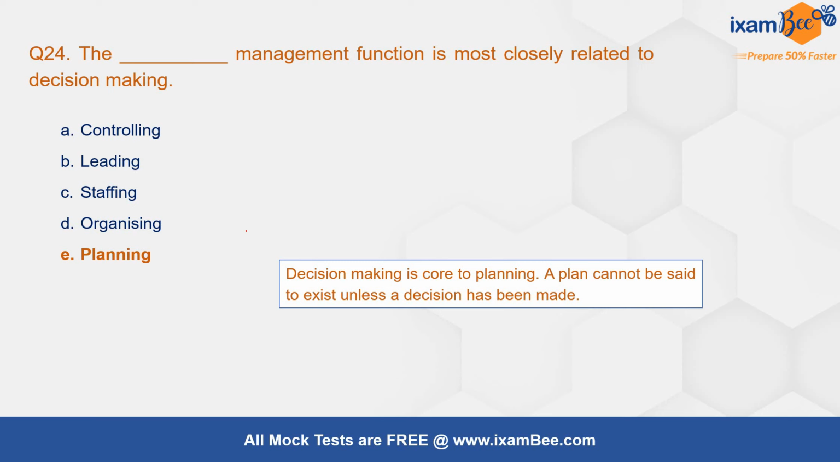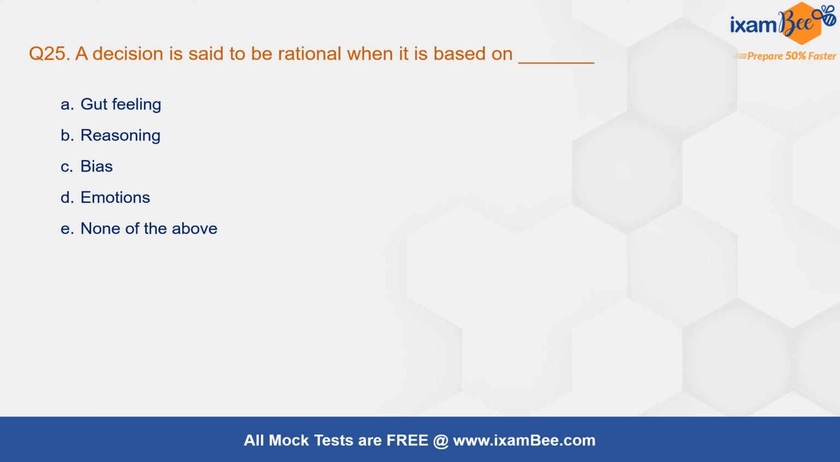planning. In planning, we are stating what will be the course of action and how we are going to execute it. So it is very essential that to have a plan, you have to take the decision as to what the objectives will be and what course will be chosen. Decisions are required at all the levels, but it is very closely related and very essential in the planning function. Next question, question 25.